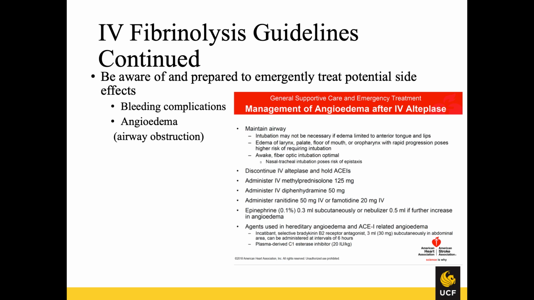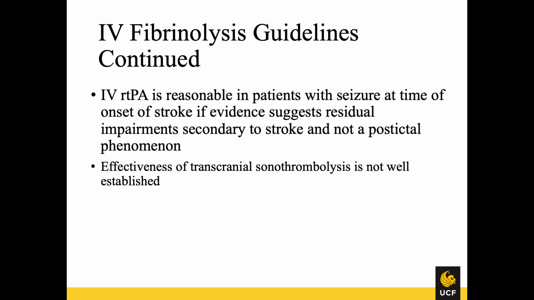Agents used in hereditary angioedema or ACE inhibitor-related angioedema are listed here as well. Probably the most important thing for you to do: stop the infusion immediately of the alteplase. Give them some steroid, high dose, 125 milligram methylprednisolone immediately. Very, very important. Other therapies in terms of the guidelines: IV TPA is reasonable in patients with seizure at the time of the onset of stroke.